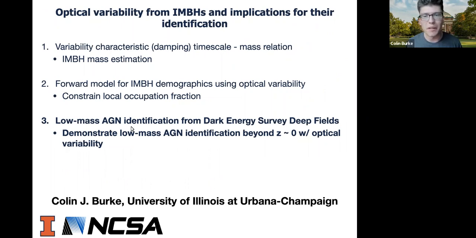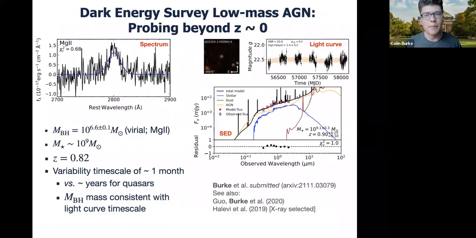We're doing some work with the Dark Energy Survey to identify low mass AGN. So this is similar to Vivian Baldessare's work. We're just selecting from optical variability using a stellar mass catalog. In this case, we used our own stellar masses from the Dark Energy Survey. And so the example light curve is shown here on the top right.